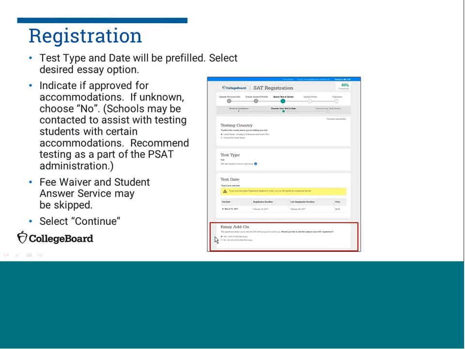The other thing they will be asked to include on the screen is if they have any accommodations. If they know their SSD number because they have accommodations, they should enter it. If they do not know or it's unknown, choose No. Finally, for fee waiver and student answer service, those items may be skipped.